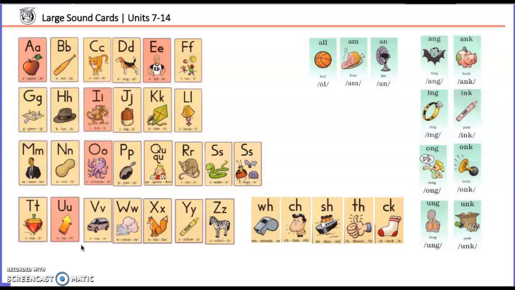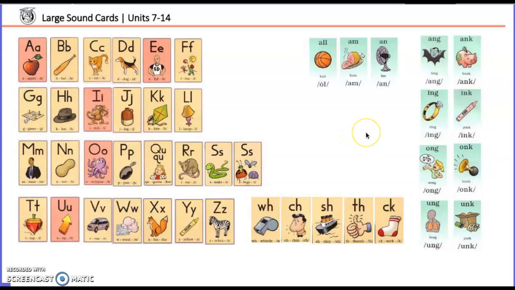All right, a few consonants that we haven't done in a while. F, fun, f. H, hat, h. N, nut, n. S, snake, s. S, bugs, z. S can both say s and z. And last one, W, wind, w.